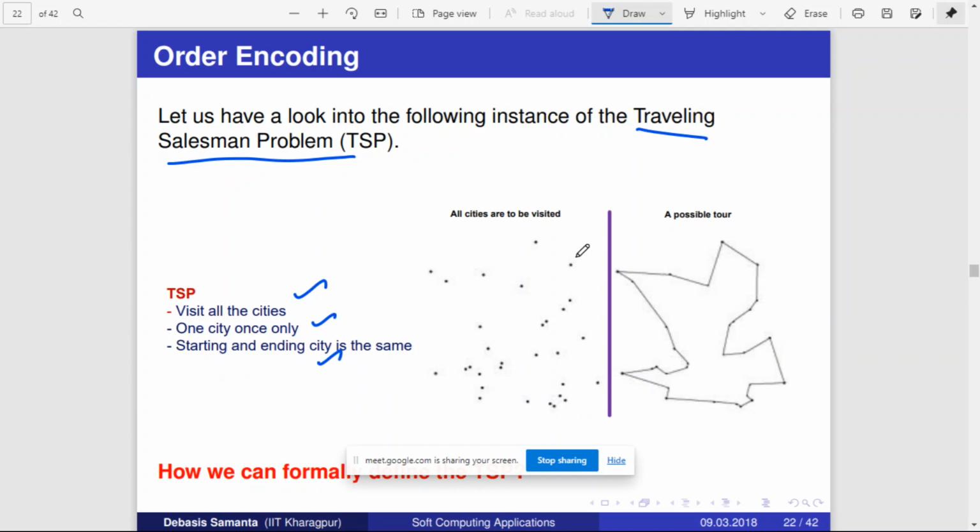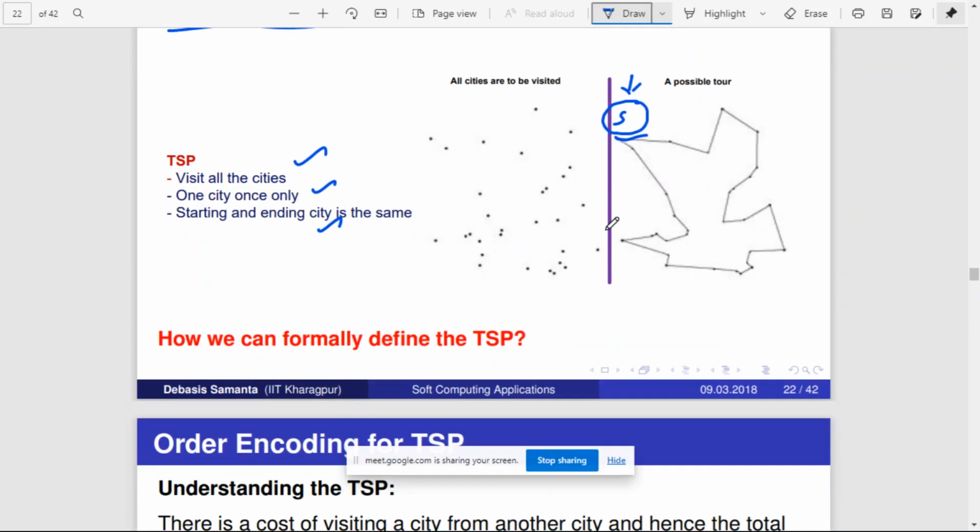Now the salesman has to identify an order in such a way that he can cover all the cities in less time or at least cost. If this is the starting city, then he is going like this, like this, like this, and finally he is ending here, right? So there may be different paths available, but the traveling salesman is interested to find the shortest path. So this is the problem. So this basically comes under what? Ordered encoding. In which order should the traveling salesman go, so that he can visit all the cities at least cost.